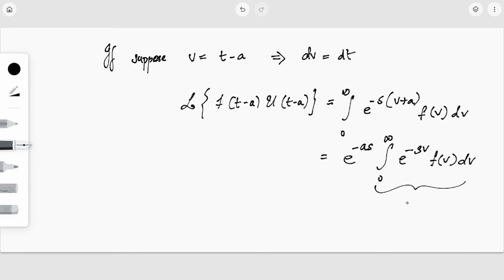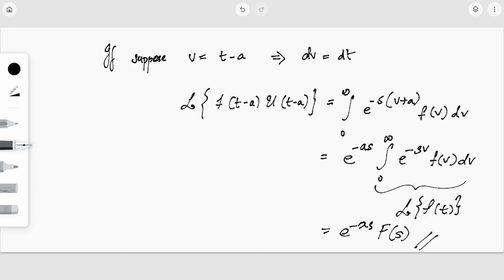So this is nothing but the Laplace transform of f of t, right? So this is equal to e raised to minus as into capital F of s. This was what we wanted. Now in the previous case the limit was a to infinity, but when we apply this transformation the limit also changes. When t is equal to a, v will become 0, and when t is equal to infinity, v will become infinity. So that is how the limit has also changed, and we have got the required form of the Laplace transform of the function f of t.